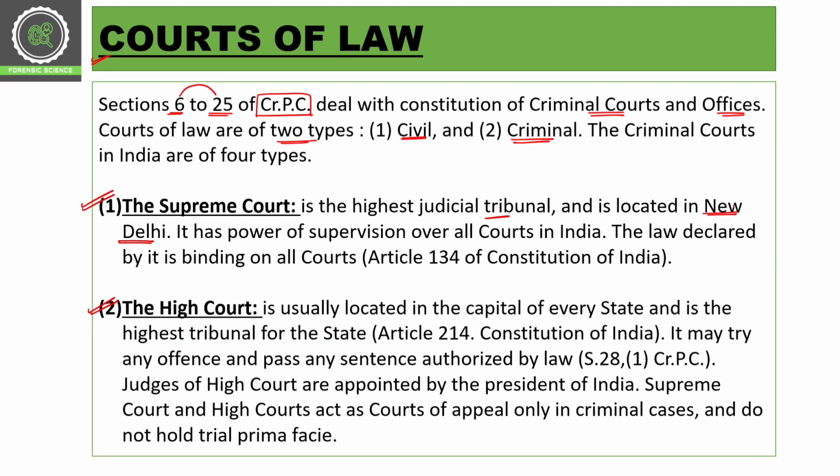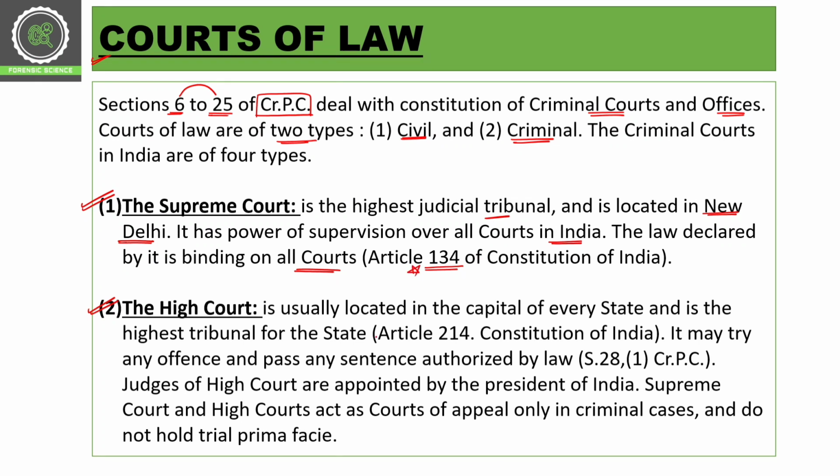If the Supreme Court gives a judgment, then it has to be applied. There is no other court where we can appeal; this is the highest body, and we have to follow the judgment of the Supreme Court. It has power and supervision over all courts of India. The law declared by it is binding on all courts. Article 134 of the Constitution of India is related to the Supreme Court of India. This information is really very important.